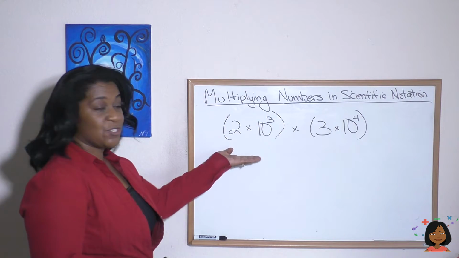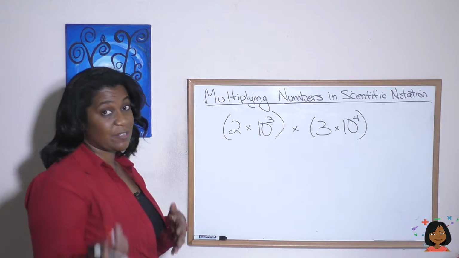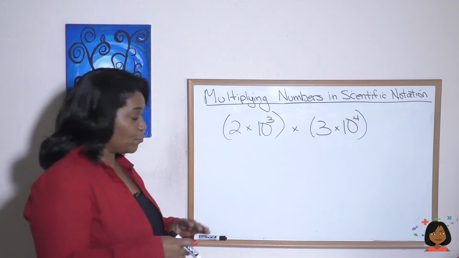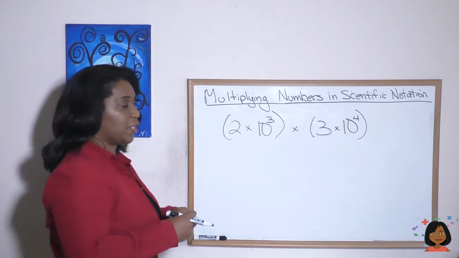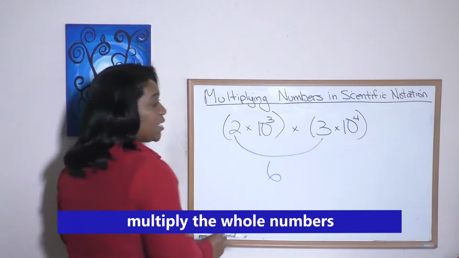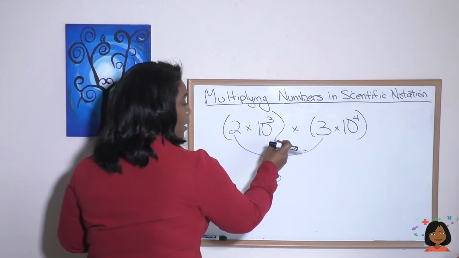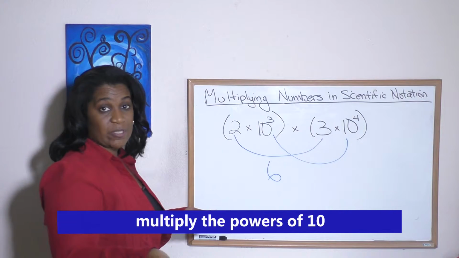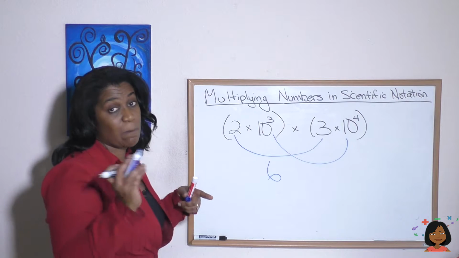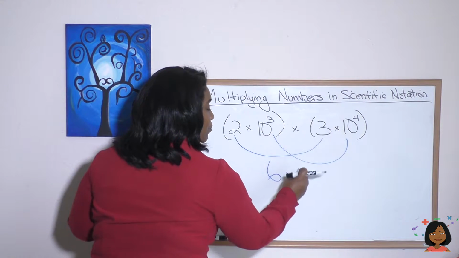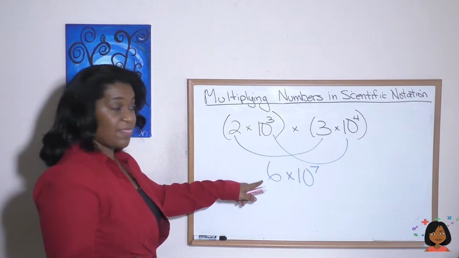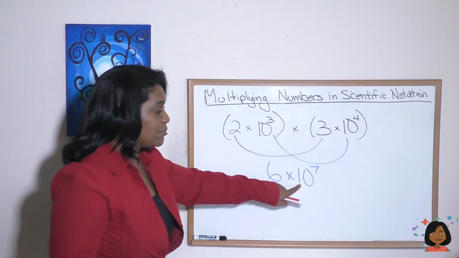Okay, so here we have 2 numbers using scientific notation, 2 times 10 to the 3rd and 3 times 10 to the 4th. So when multiplying these numbers, there's a certain process that we follow. I'm going to use the blue marker. So first thing is we multiply the whole numbers. 3 times 2 is 6. And then we multiply the powers of 10. 10 to the 3rd times 10 to the 4th. We just learned that we add the exponents when we're multiplying powers of 10. So we're going to put 10 to the 7th, because 3 plus 4 is 7. And that is your answer. It's just that simple. 6 times 10 to the 7.